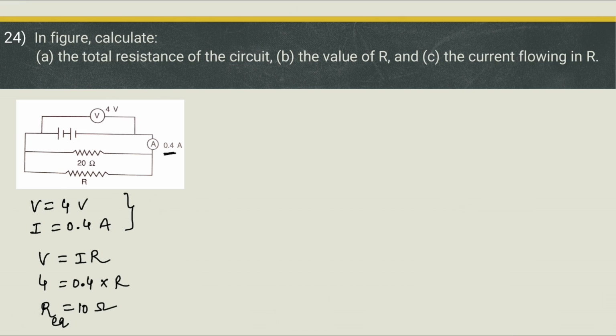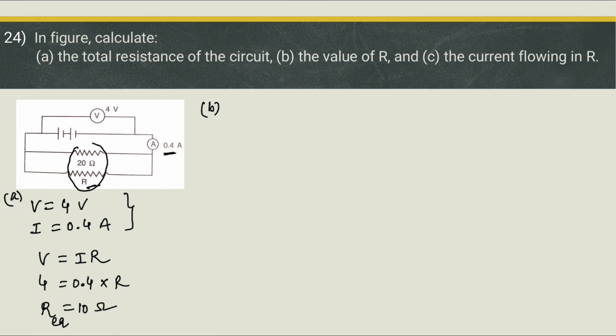Right? Let me write, this is R equivalent, so that we are not confused with total resistance and the value of R that we want to find out here. So the total resistance of the circuit is 10 ohm. Okay, this was part A. Part B, value of R.